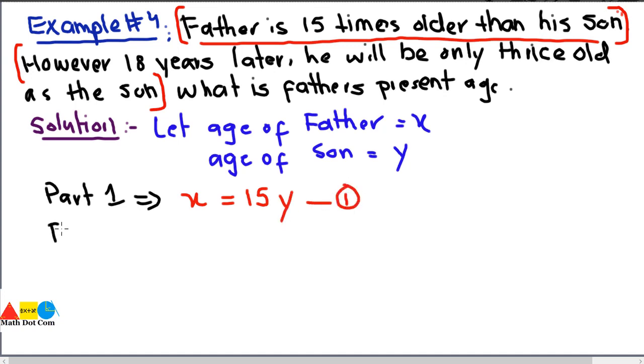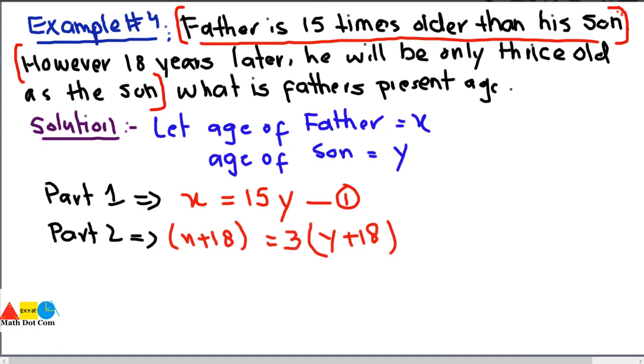So next is part 2, that is, however, 18 years later, it means after 18 years. So first thing you have to do is add 18 on both sides: x plus 18 and y plus 18. It means after 18 years, the father will be only thrice as old as his son. It means the age of father will be 3 times that of the son. If you add 18 to the age of father, then you have to add 18 to the age of the son as well. After 18 years, both will get the addition of 18 years. So keep this in mind that 18 will be added to the ages of the son as well as the father. So this is equation number 2.